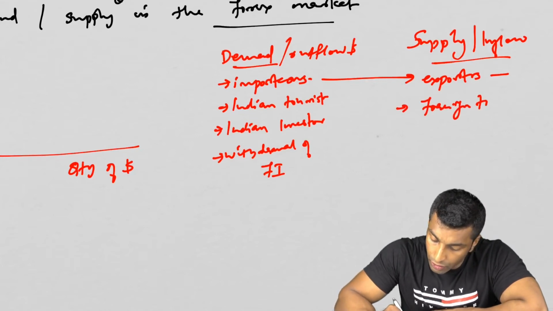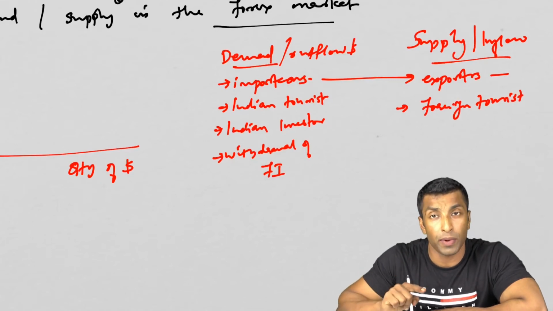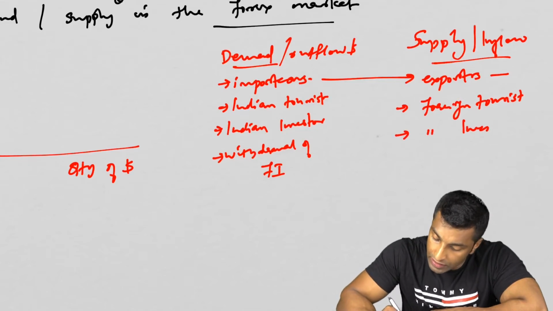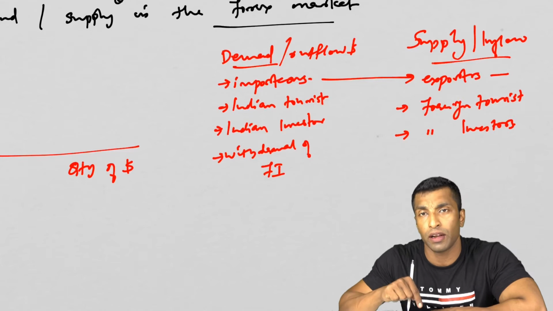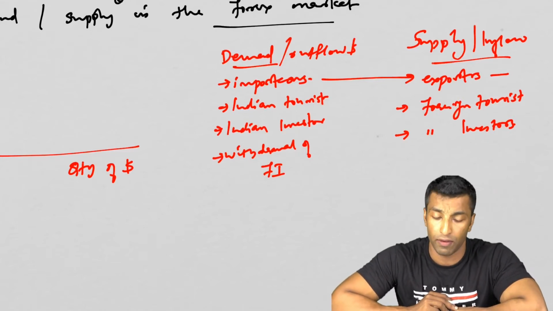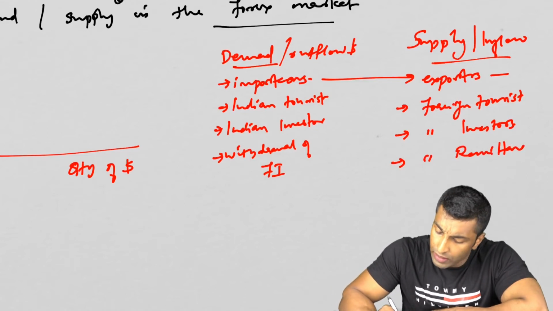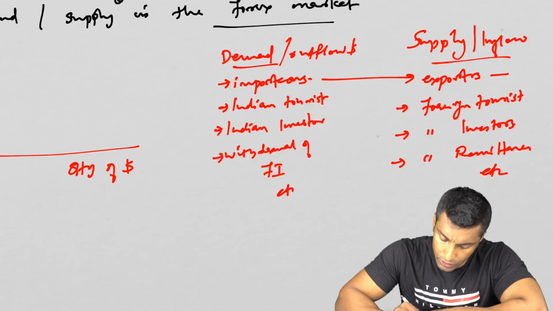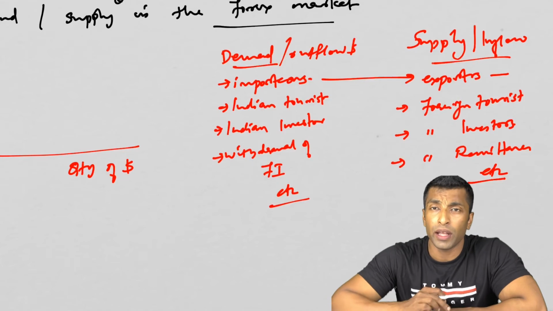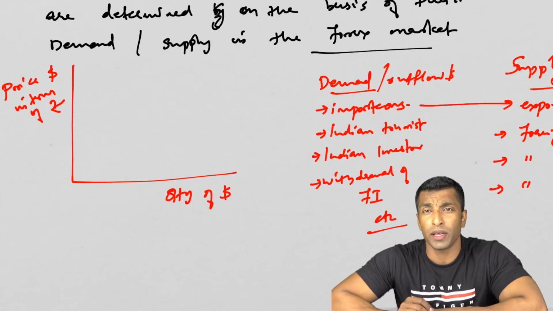Foreign tourists who are visiting India will supply dollars and get rupees. And foreign investors, when they are investing in India, are coming with dollars. So that also shows supply of dollar or inflow of dollar. And then foreign remittances, etc. So all these are the supply of dollar. So demand and supply will be created, and based on this, you will be drawing a demand supply curve.